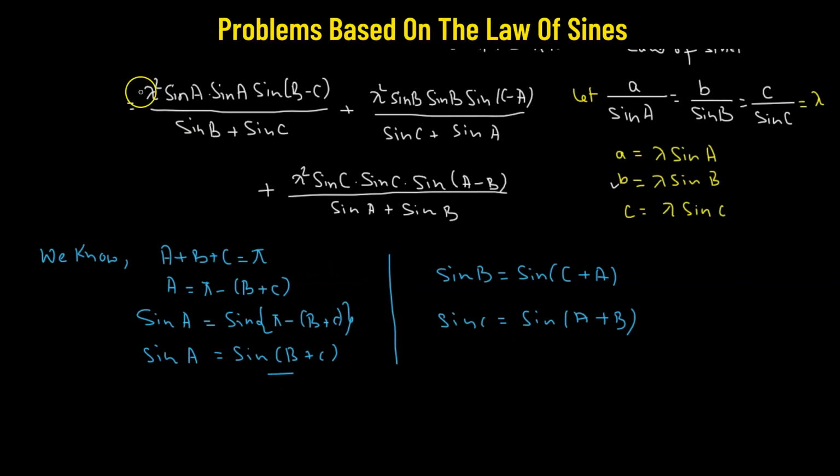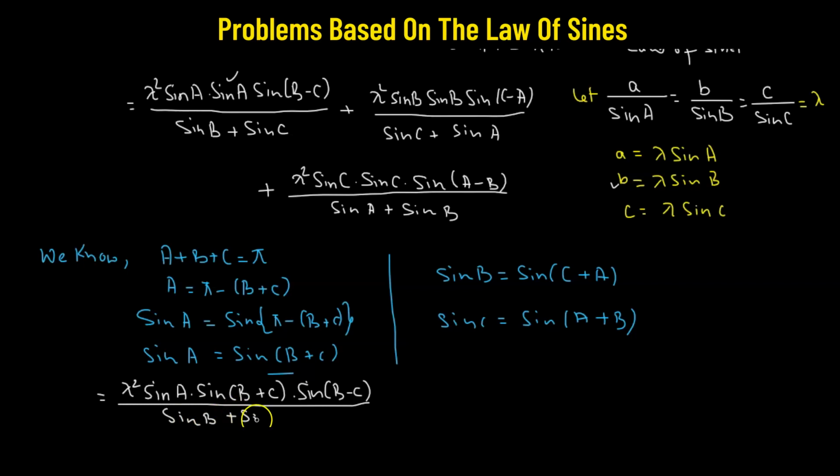So let's do that. Beginning with the first one, we have lambda squared. Let's keep one of the sine A as fixed, and the other sine A, which is this one, we'll be replacing with sine B plus C multiplied to sine B minus C, whole divided by, in the denominator, sine B plus sine C.